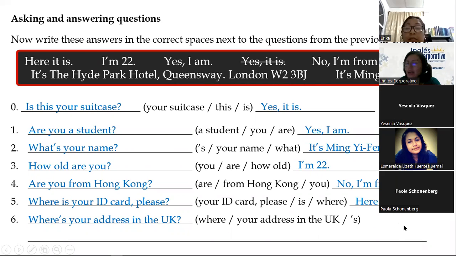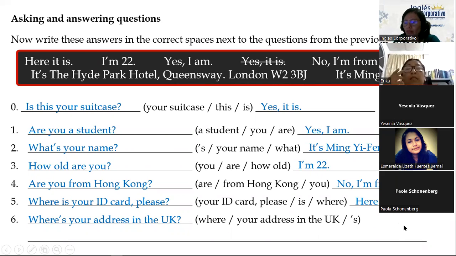Muy bien. Para decir aquí tiene, esa es la forma en la que nosotros lo decimos, ¿verdad? Nosotros vamos a decir here it is, right?